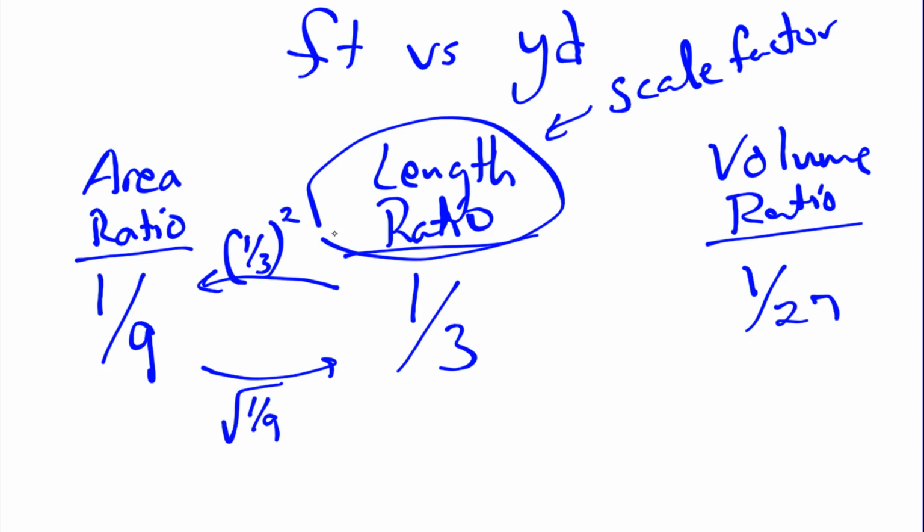So if we take the 1/3 and we square it, we end up with 1/9. 1/3 squared is 1/9. Square root of 1/9 takes us back to 1/3. To square root a fraction like this, you simply take the square root of the top number, the numerator, square root of 1 is 1, and you square root the bottom number, the denominator, square root of 9 is 3.